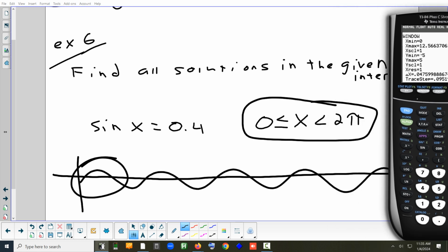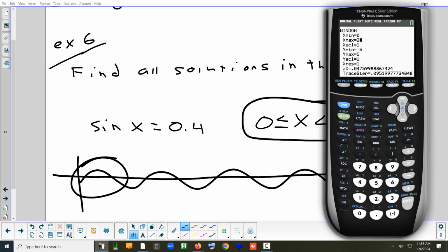So to get the answers in the first period, you need to set your window to the first period, 0 to 2 pi. So 0 to 2 pi. And how high and low is the graph of sine going to go? 1 and -1. Yes, I don't really need -5 to 5. I would say just do like -2 to 2. So now hit graph, and you should see a picture of pretty much what I circled. Just the first cycle. All right, so now we got our graph.